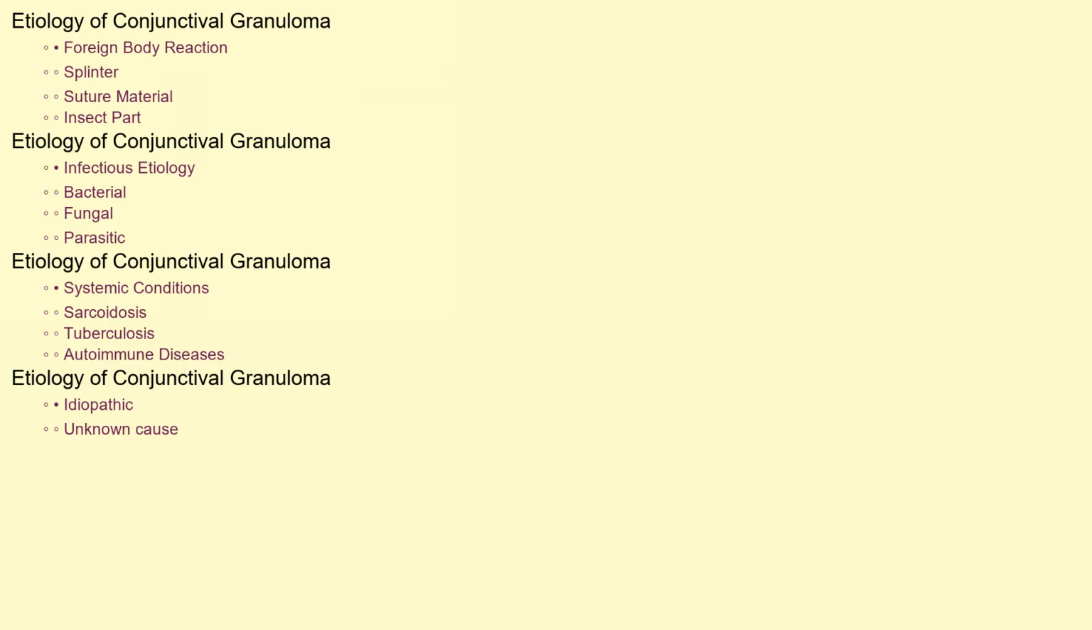So, what actually causes a conjunctival granuloma? The etiology is quite varied. Often it's a response to a foreign body lodged in the conjunctiva. Think of a tiny splinter, a piece of suture material after surgery, or even a minuscule insect part.